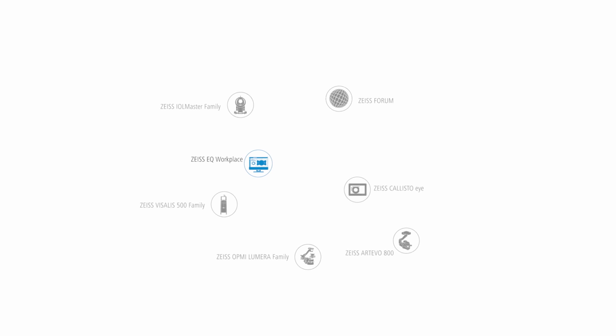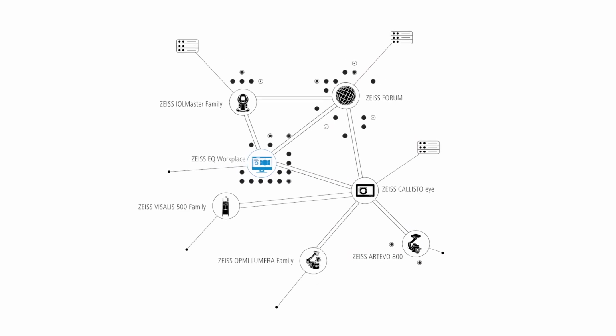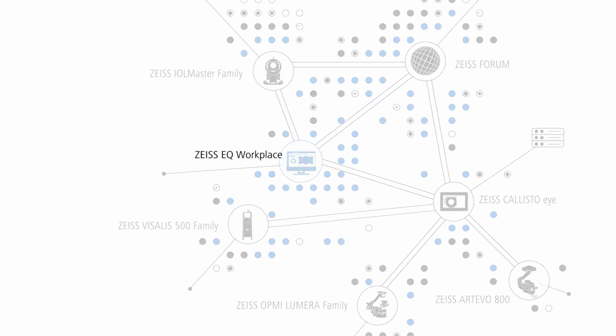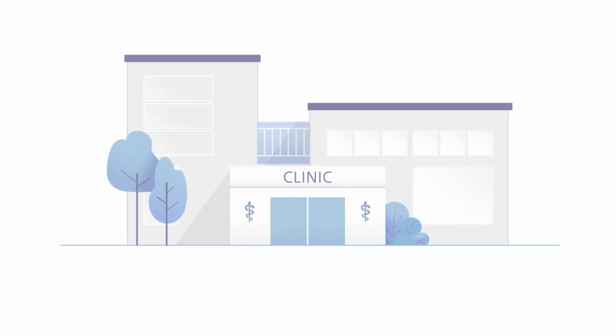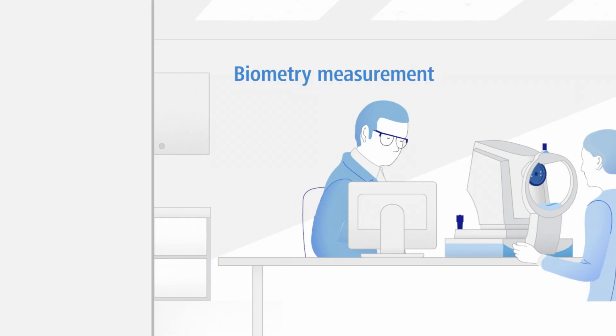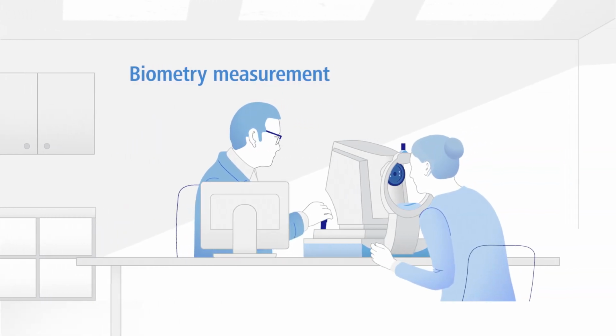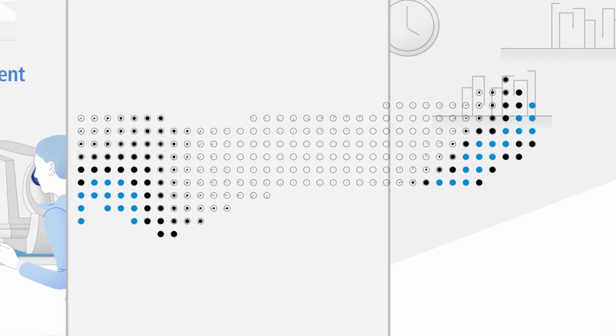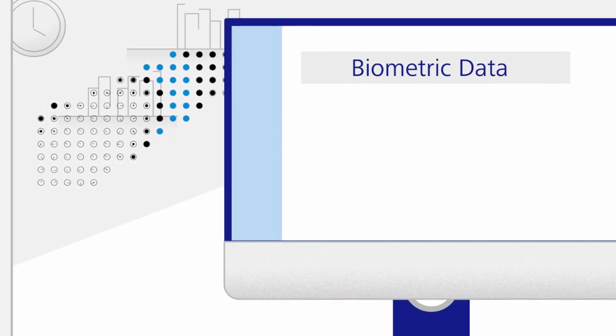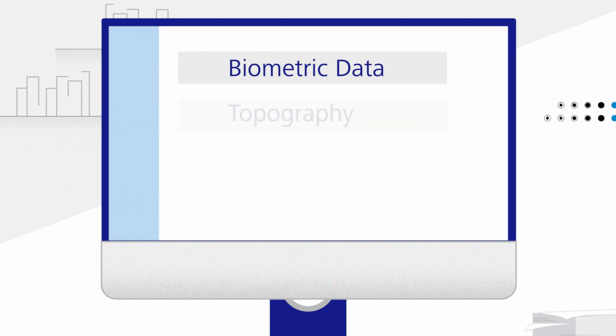The ZEISS EQ Workplace is the latest addition to the ZEISS Cataract Suite. It is designed to help streamline your refractive cataract workflow. Starting with the ZEISS IOL Master, it links up the devices in your daily cataract routine. Biometry data is collected and sent to the ZEISS EQ Workplace.